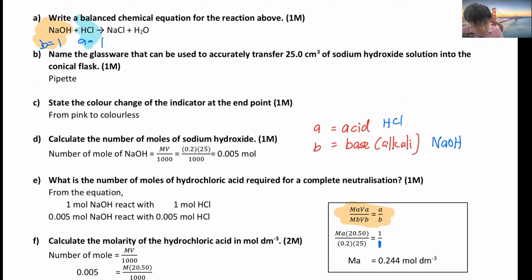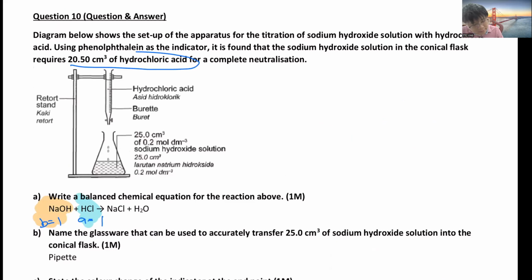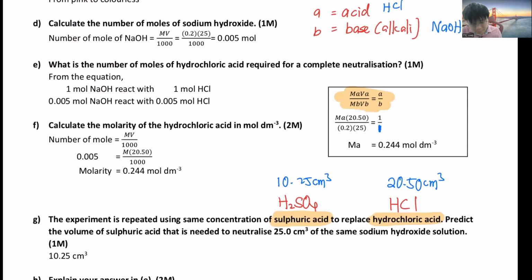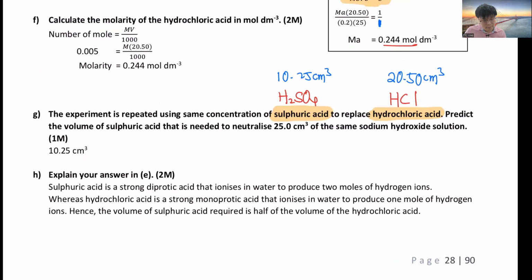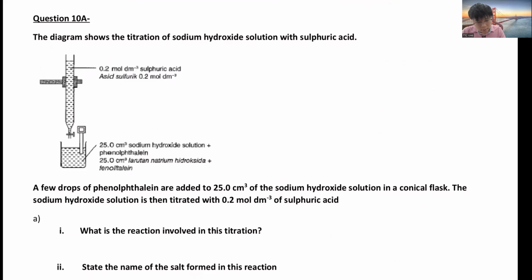Then for the volume, VA is the volume of acid for the neutralization to occur. This is the volume of base, and this is the molarity of base. Based on this, you can substitute 20, 25, 0.2. Then you are able to find out that your MA is equal to 0.244 mol per dm³.